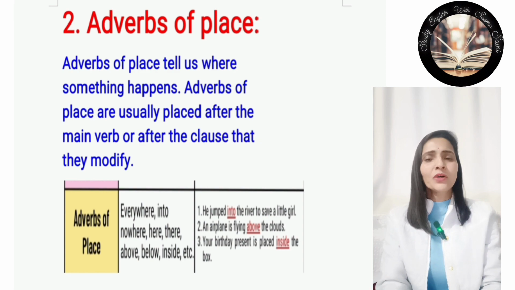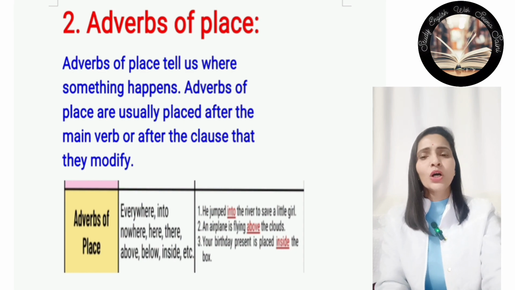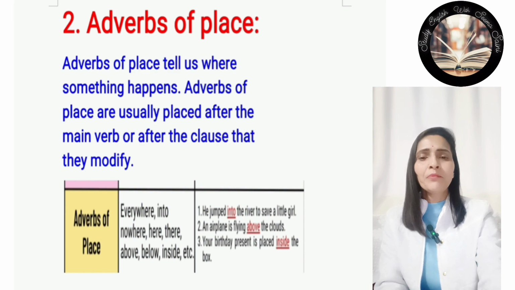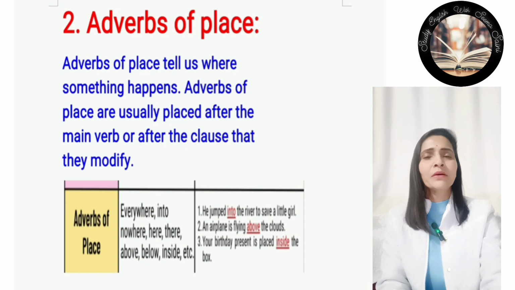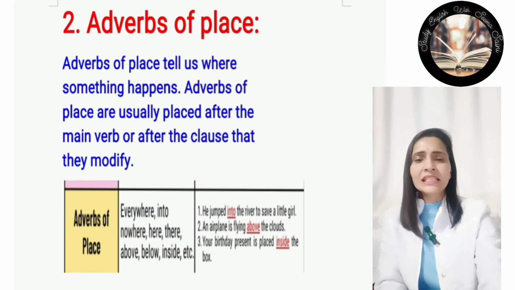Okay, so adverbs of place are usually placed after the main verb, after the clause that they modify. Okay, so adverb of place का use हम main verb के बाद करते हैं, after the main verb और after the clause that they modify. Okay, so let's take some examples.